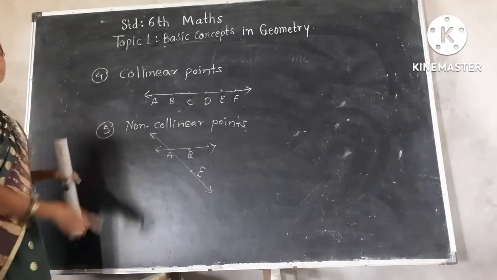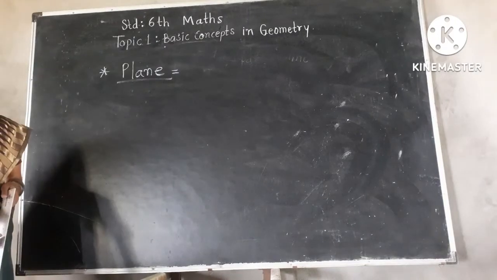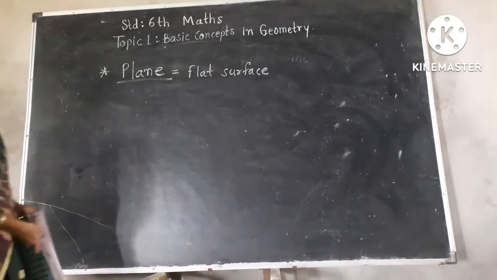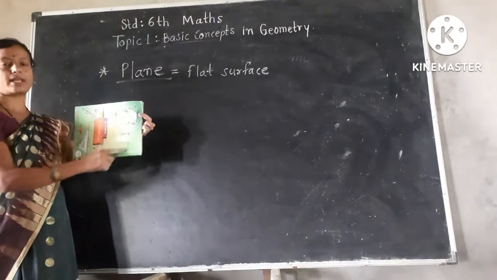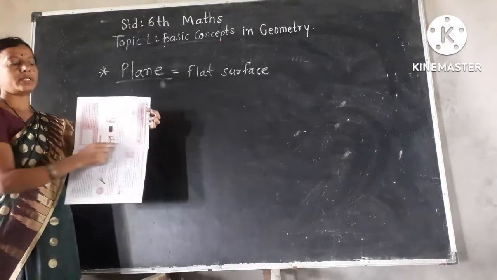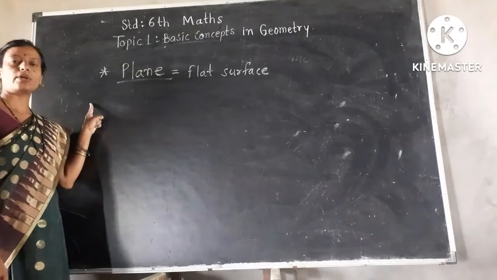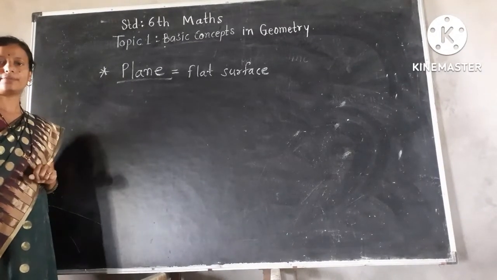In this way, we can see some more concepts of geometry. Now we see our next concept, plane. A flat surface is called a plane. Here, book is a flat surface, paper is a flat surface, table is a flat surface, blackboard is a flat surface. So this flat surface is called a plane.